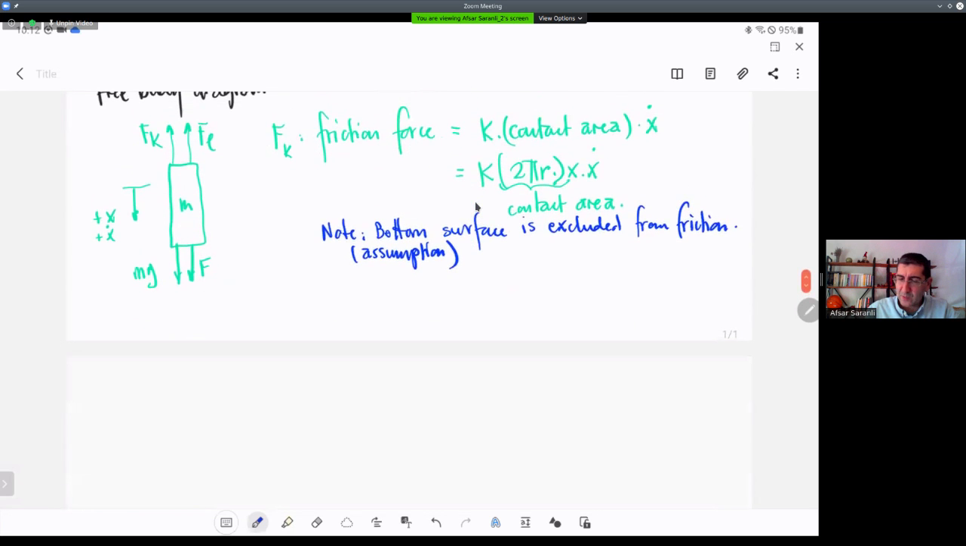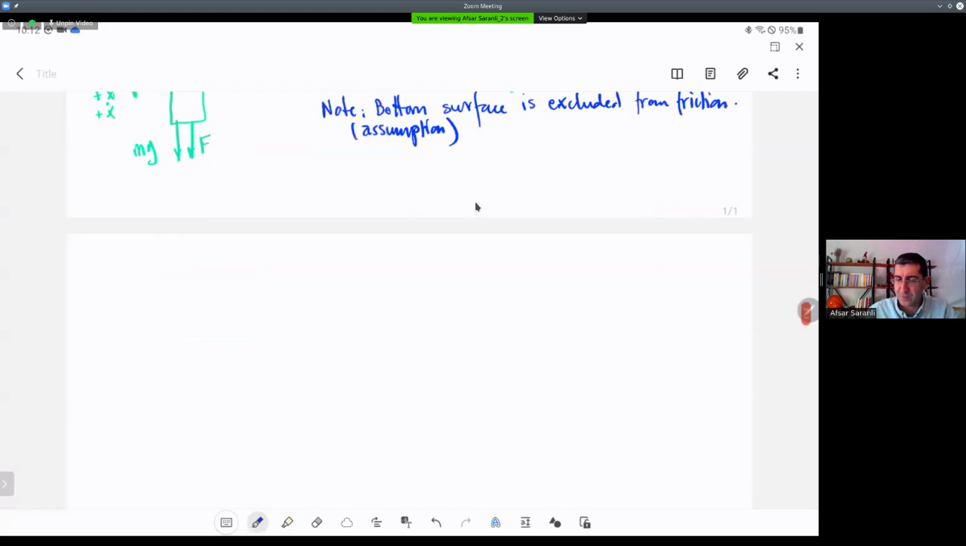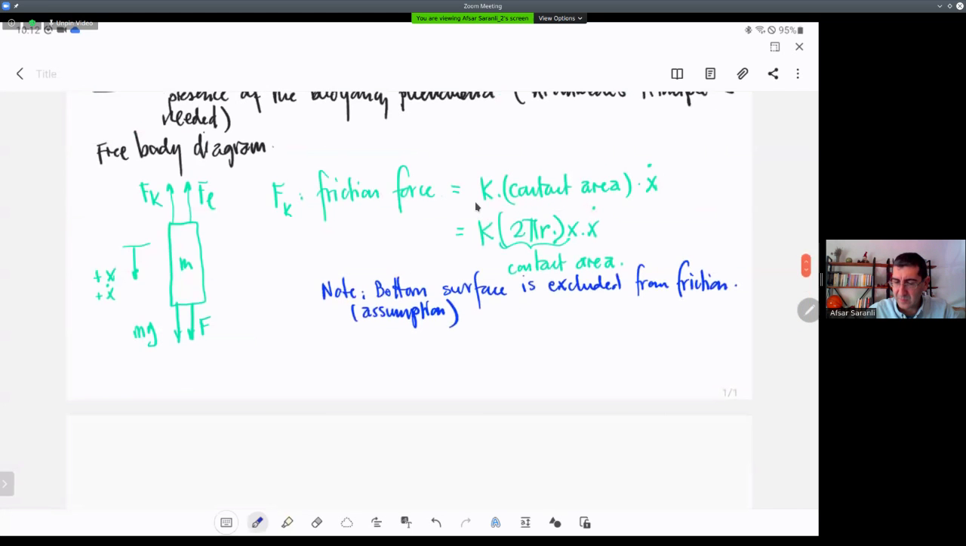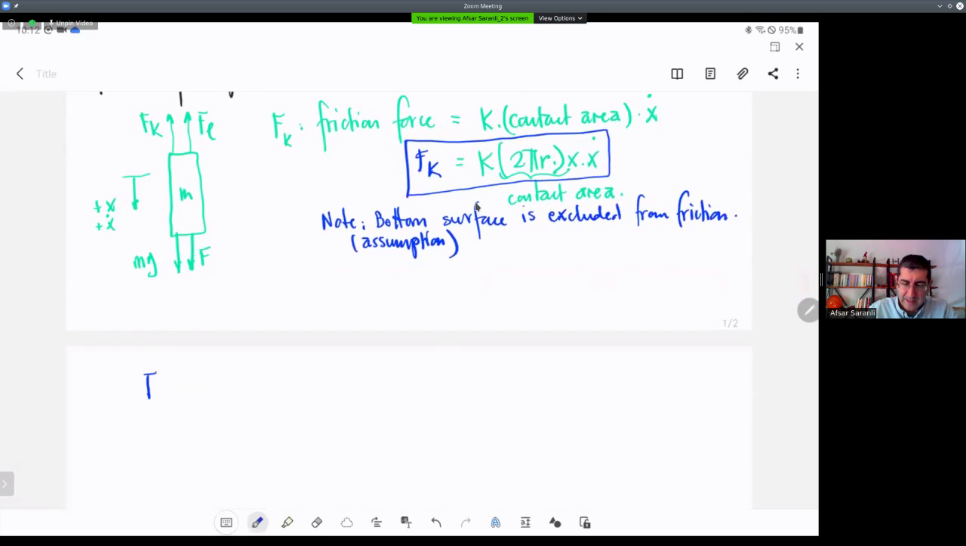So that is one of the equations that we have for the frictional force Fk. Okay, so that's one thing that we have. Let's also write down Fl, which is the lifting or buoyancy force.